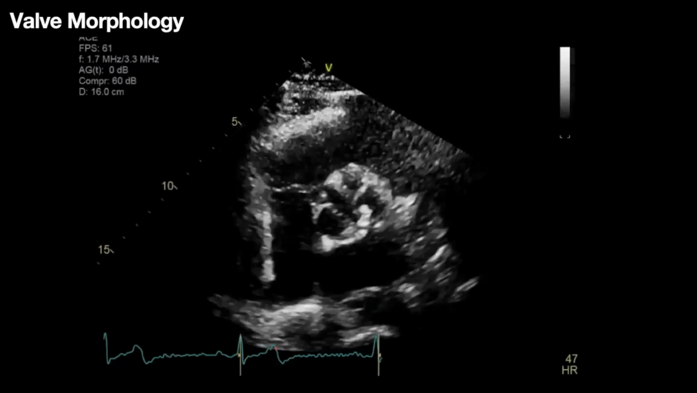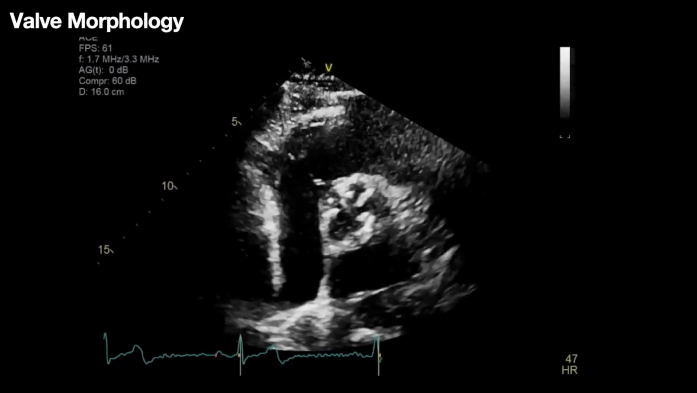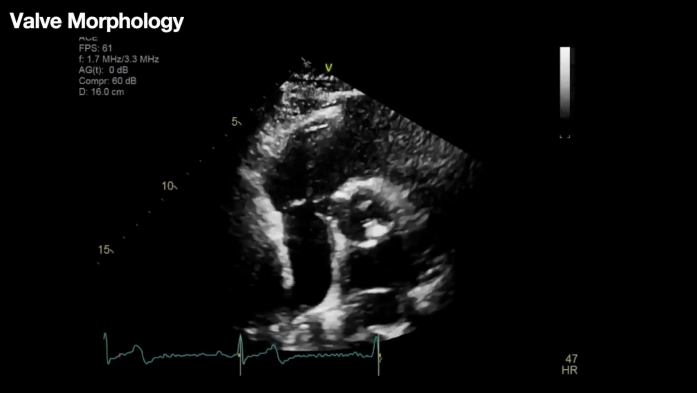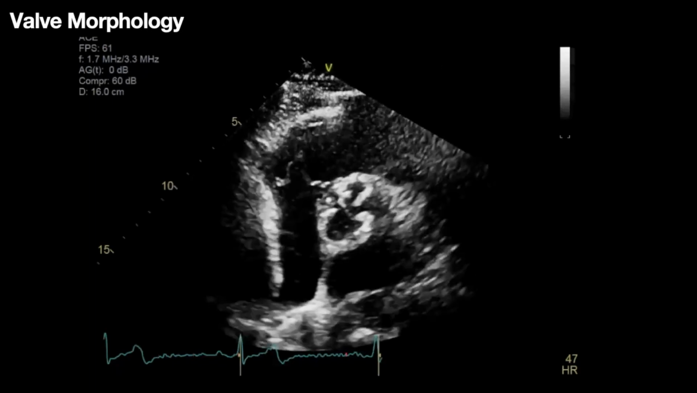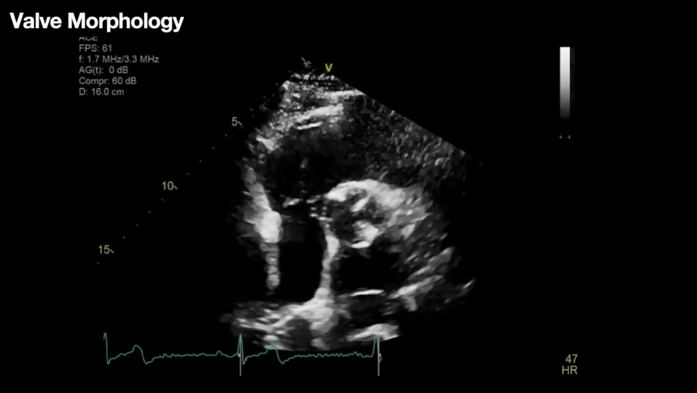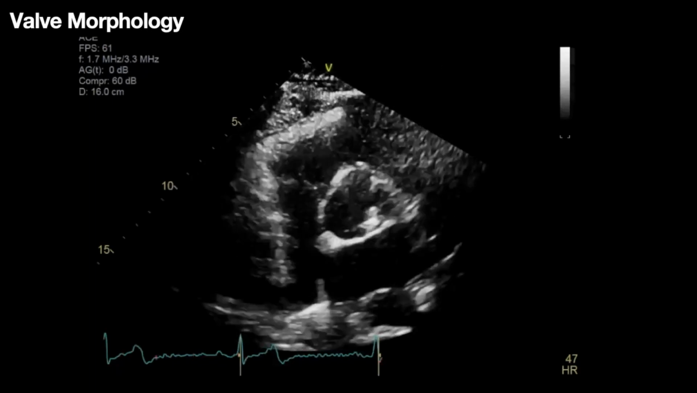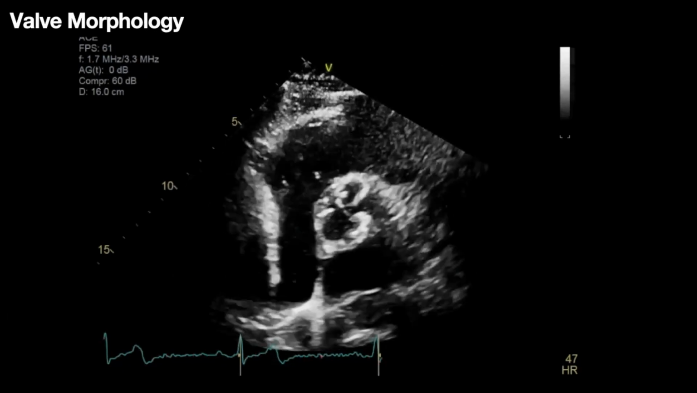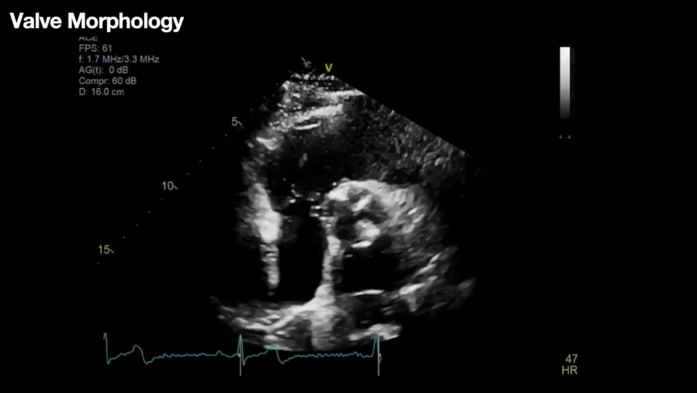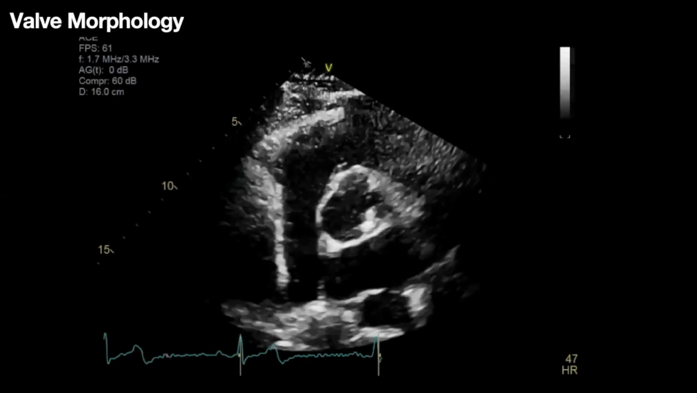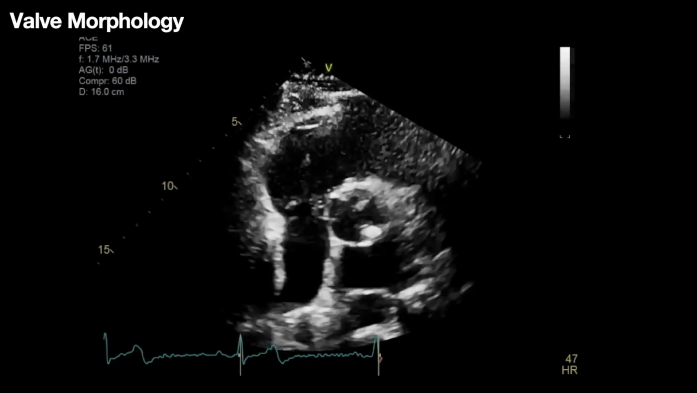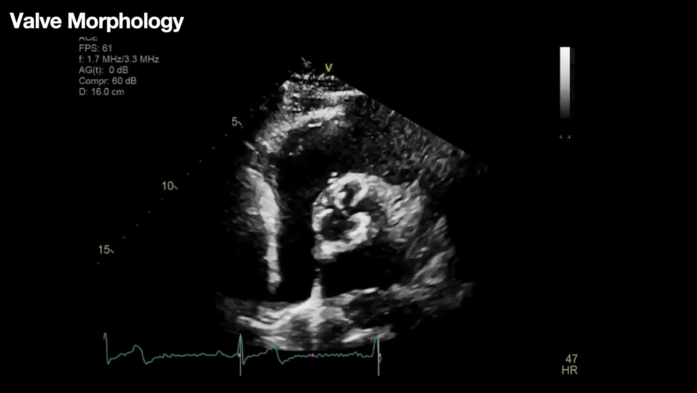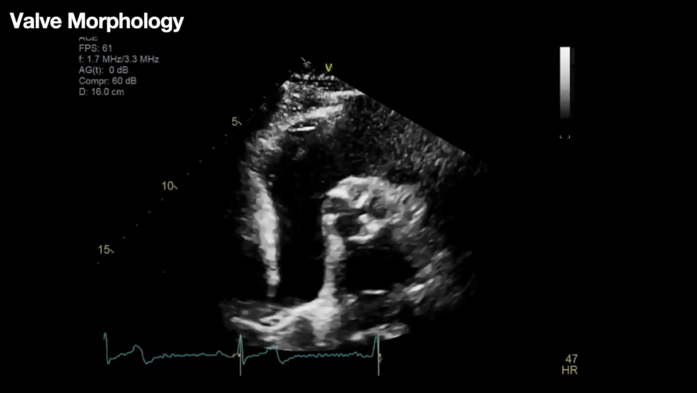And what about this one? A little bit more in the way here. Yeah, so this one is interesting. It almost looks like there are four cusps. Sorry, my imaging on the Zoom is very choppy. No problem.